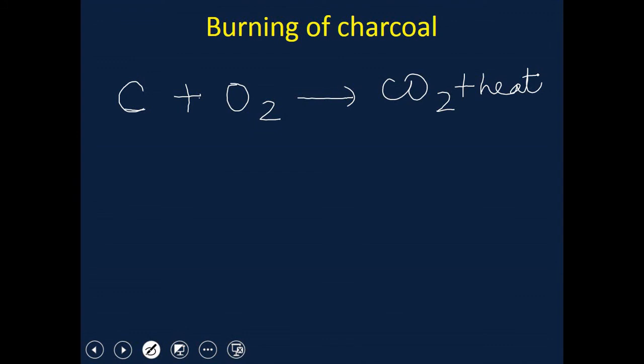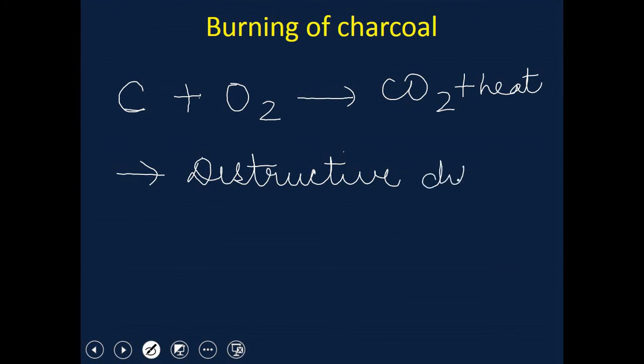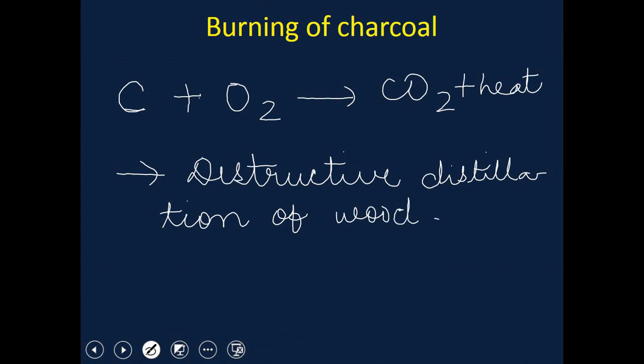So how is charcoal produced? I'm just writing here, charcoal is produced by destructive distillation of wood. A question must be arising in your mind, what is destructive distillation of wood? I want to explain to you what is destructive distillation of wood. Children, when wood is strongly heated in the absence of air, it converts into charcoal, whose composition is carbon only.